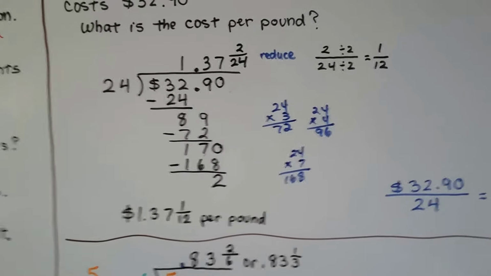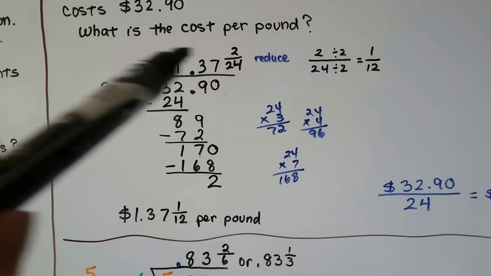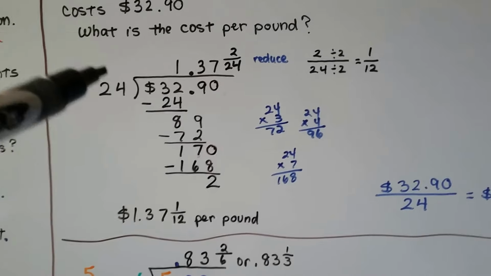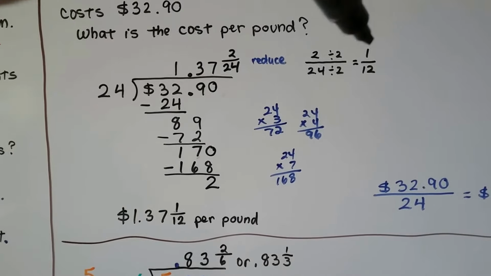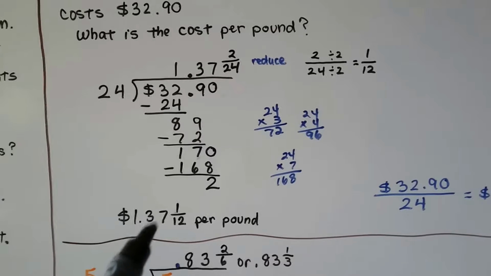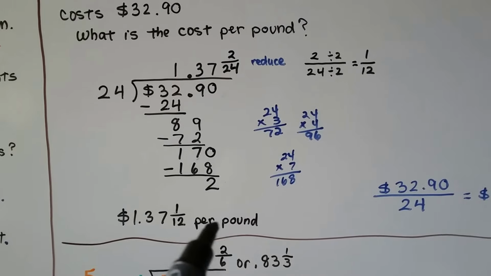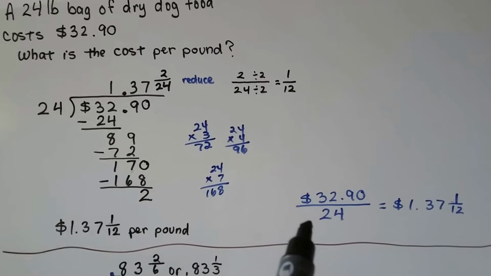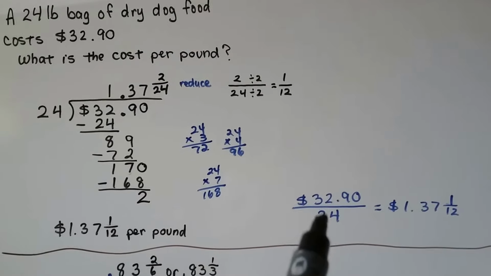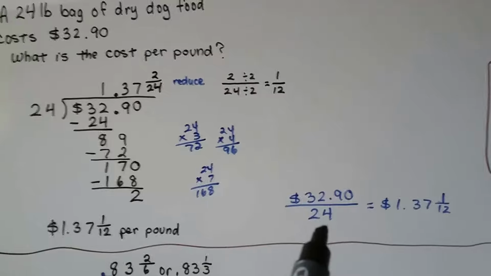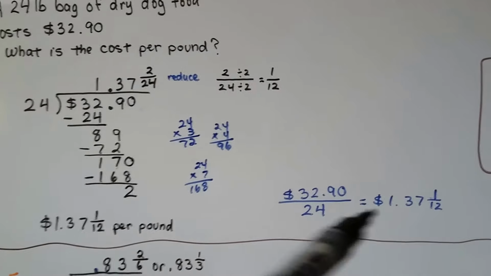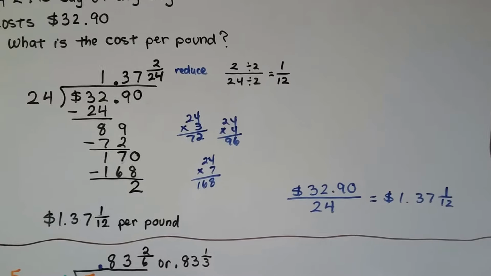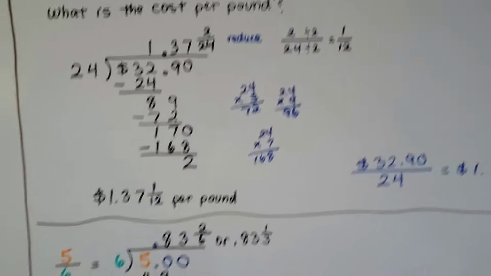Now we can write it as a fraction. We've got $1.37 and 2/24ths, numerator, denominator, and that can be reduced to 1/12. So we've got $1.37 and 1/12 per pound. See? Basically what we did was $32.90 over 24 as a fraction, and because it's division, it would equal $1.37 and 1/12 of a cent per pound, okay?